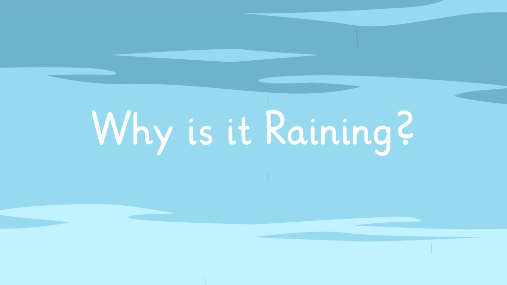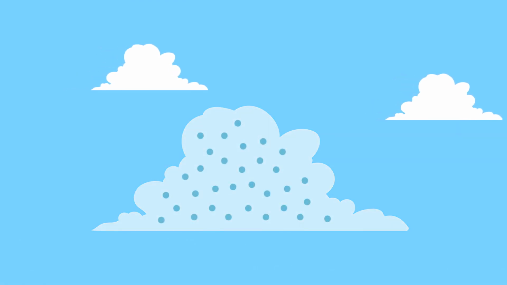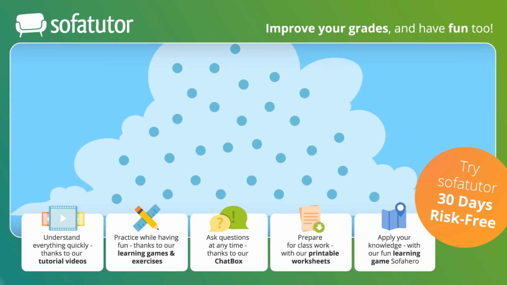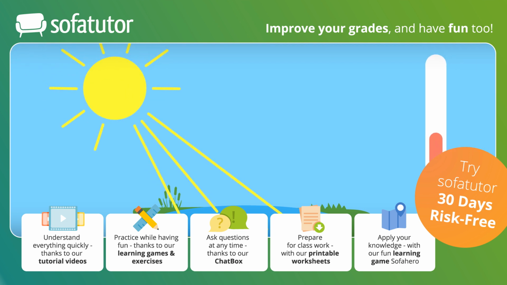To answer that, let's first look at how a cloud is formed. See all those drops of water? How do they get into the cloud? There was water in oceans, rivers, lakes, or streams, but also in soil and plants. When the water is heated by the sun, it rises through the air as water vapor.